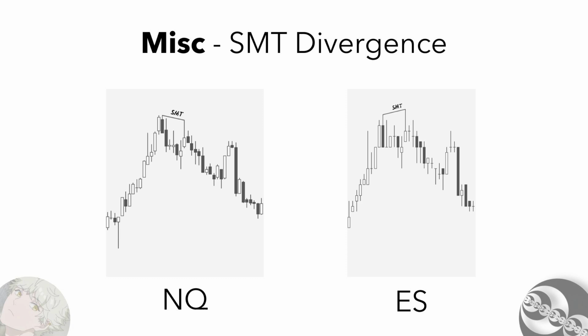When we have an SMT at the lows, it is always a bullish SMT, and an SMT at the highs is always a bearish SMT, regardless of which instrument makes the higher high or lower low. In order to use this to the fullest potential, you have to combine it with other PD arrays and confluences.